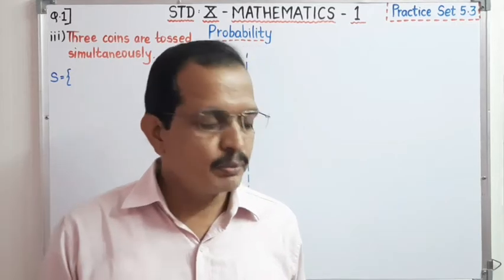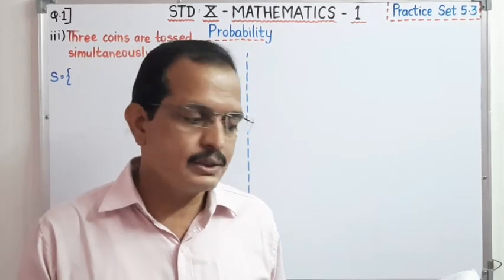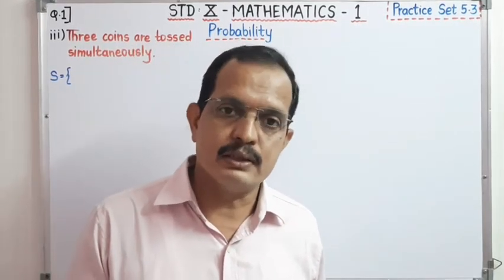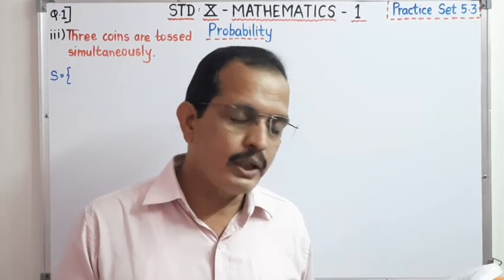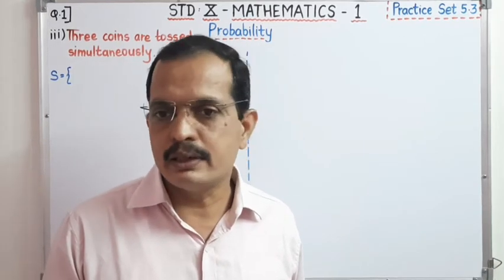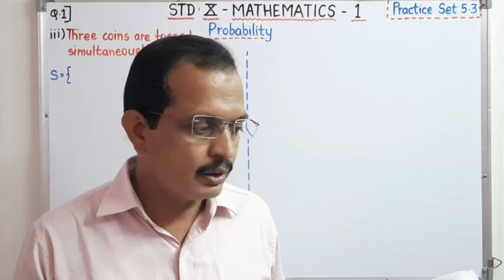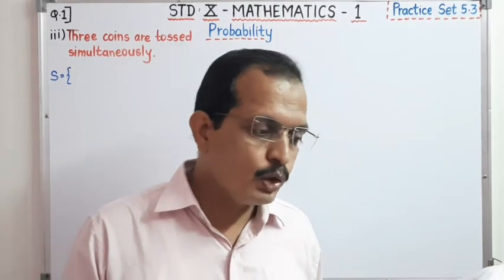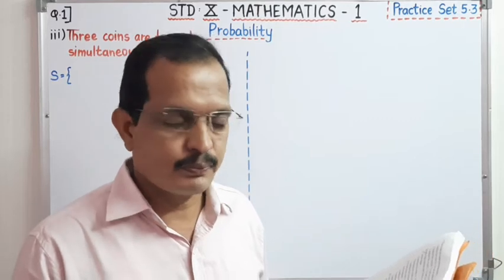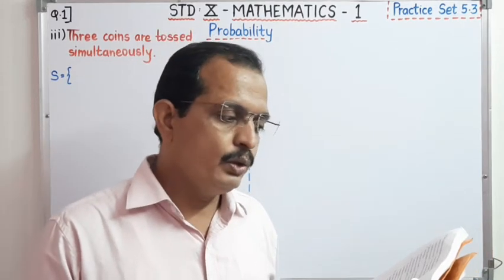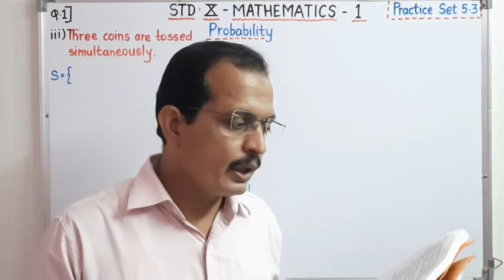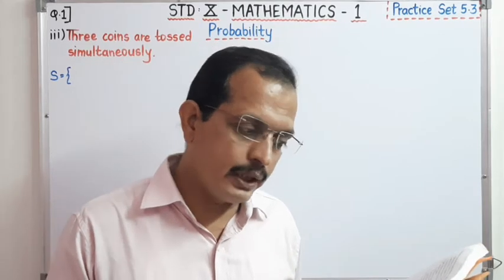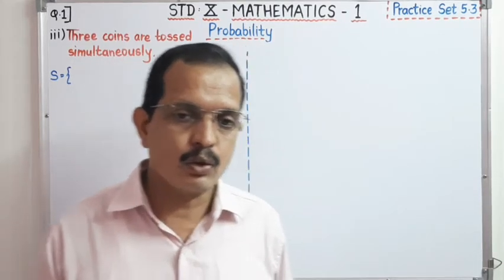See the question number third one. Three coins are tossed simultaneously. This is an experiment. Condition for event A: to get at least 2 heads. Event B: to get no head. And event C: to get head on the second coin.